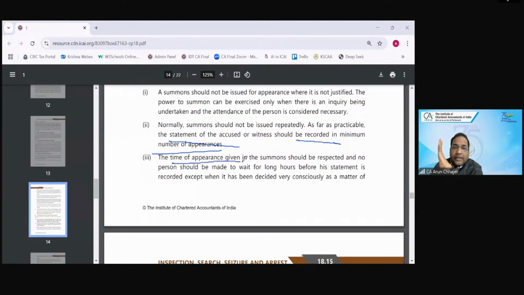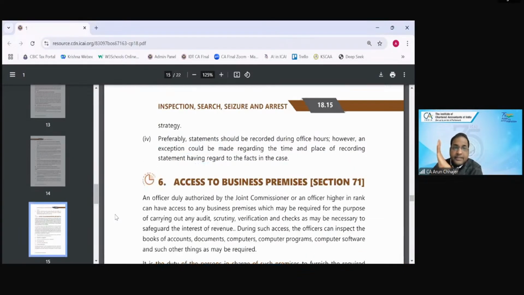Time of the appearance given in the summons should be respected. No person should be made to wait for long hours before his statement is recorded, except when it has been decided very consciously as a matter of right. Preferably, statement should be recorded during office hours only. However, an exception could be made regarding the time and place of the recording, having regard to the facts of the case.